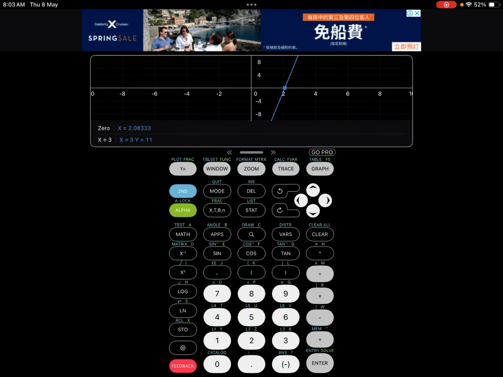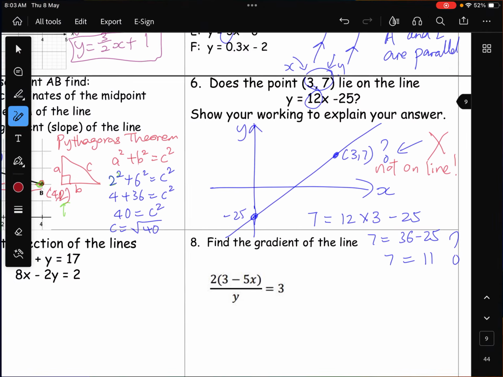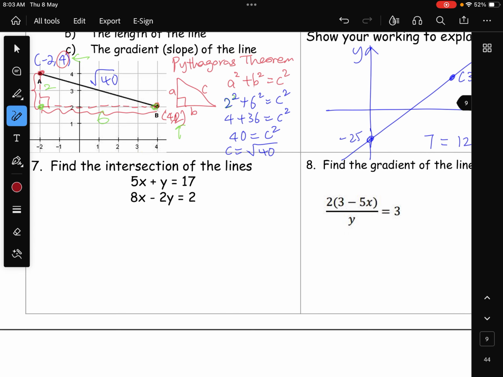Do you see what the value of y is? It's 11, right? But the question was asking for the y to be 7. So we know that in this case the original point of 3, 7 does not lie on the line, because when x is 3, y is meant to be 7, not 11. Okay, 7, 11. You see the point, right? So yeah, that's the point. You could obviously use the GDC to help you solve question 6.